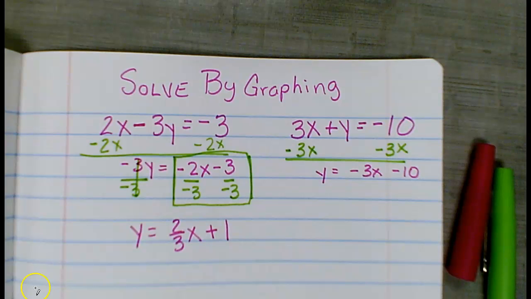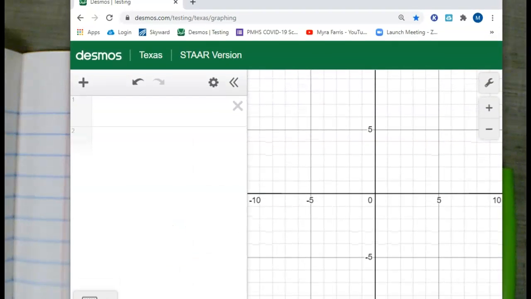Let me remind you that when we are using Desmos, we need to be using the Texas version. So if you didn't bookmark that yesterday, would you please go to Google and type in Desmos Texas so that you will get this version. We need to be used to this version because that's the one we will use on the STAR test in May.